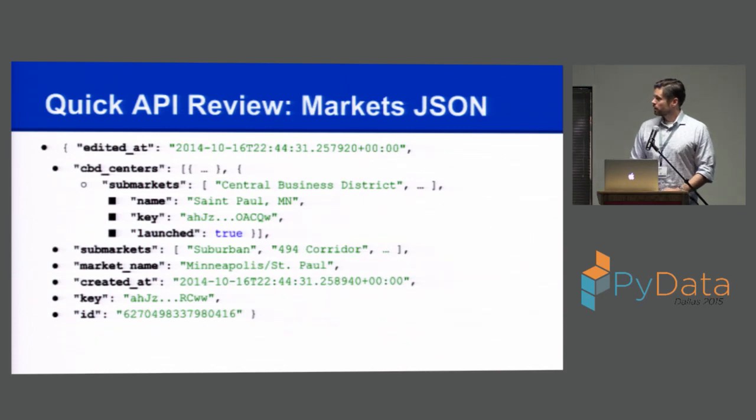Very simple. I think the key here is that within a market, we have a list of cities. So Dallas-Fort Worth is the market that professionals identify. And in there is what we call the CBD centers. The CBD centers are a list of cities that comprise that market. And then within the CBD centers, you have the submarkets.